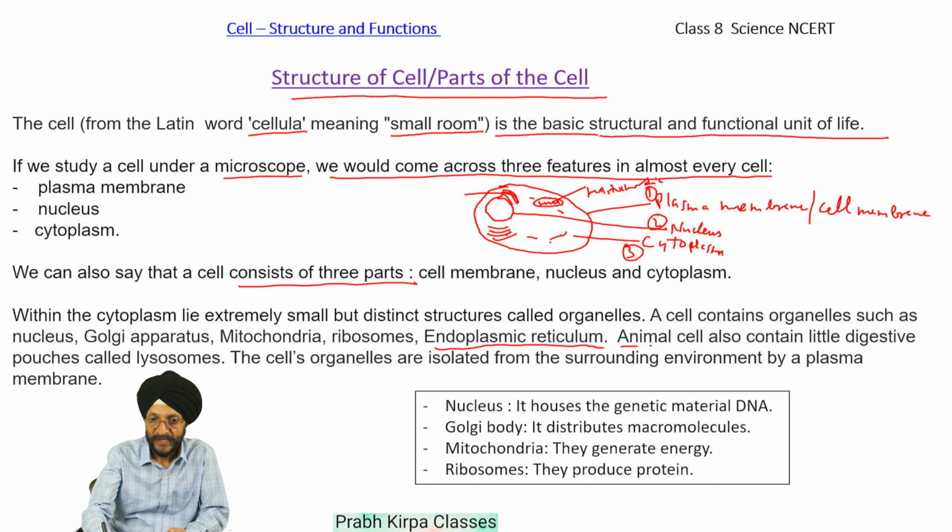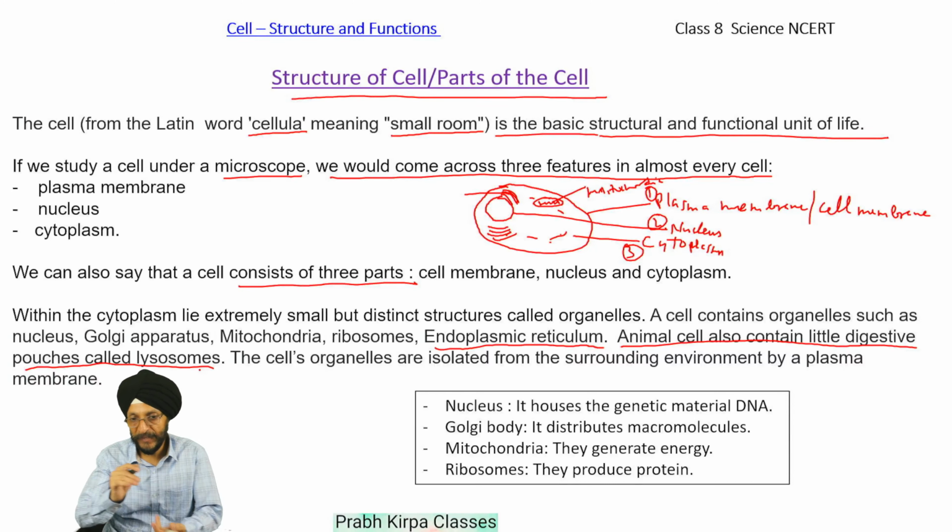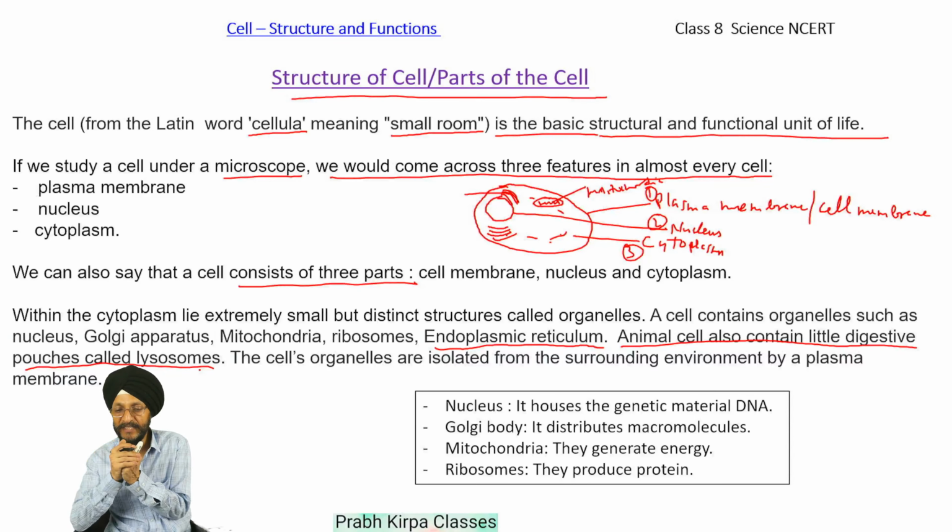Animal cells also contain little digestive pouches called lysosomes. We must remember that lysosomes are the organelles which are present only in the animal cell and not in the plant cells. Plant cells may also have additional organelles such as plastids.